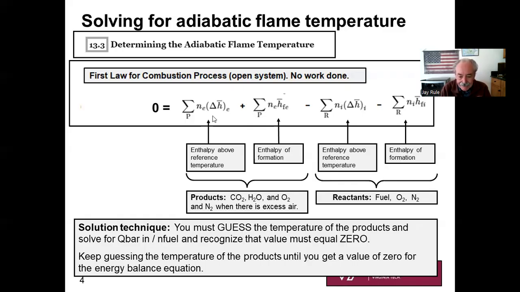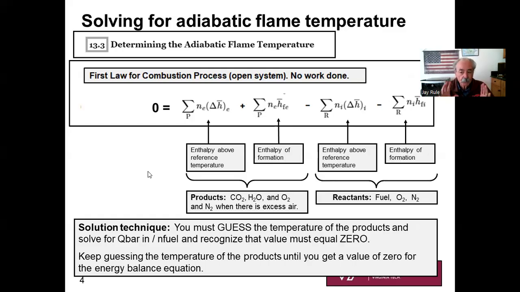You have to guess the exit temperature of the products. You have to guess the temperature and solve for the heat released. If it's non-zero, you got to keep guessing the temperature. Okay. And so you have to recognize that this Q bar term has got to equal 0. There's the Q bar term there. It's got to equal 0. So you've got to guess the temperature until you guess correctly.